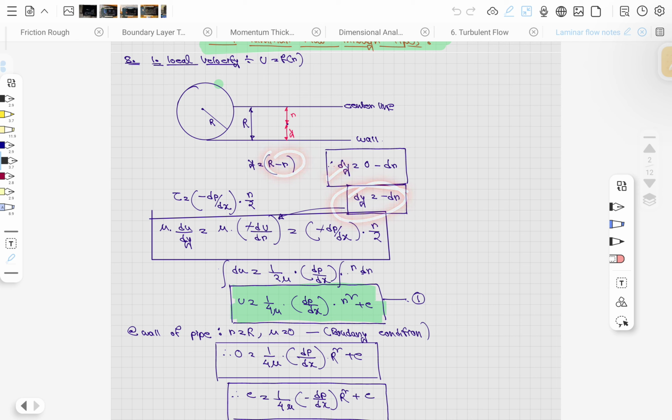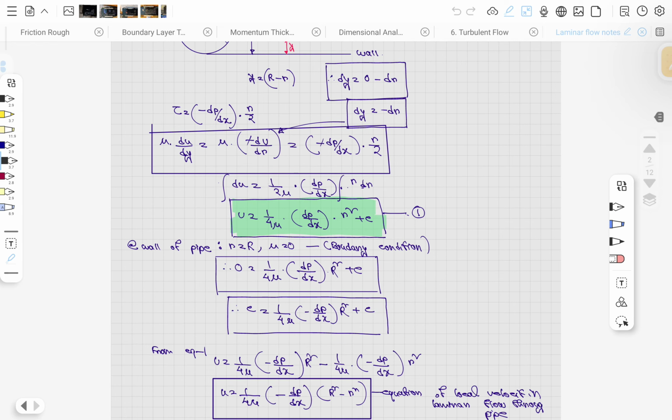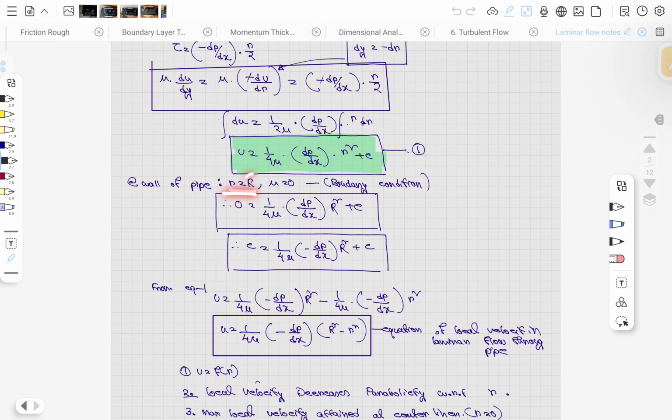Now tau equals dp by dx into r by 2, that is the simple formula that we derived previously, in the earlier chapter. Mu into du by dy, mu into minus du by dr equals minus dp by dx into r by 2. Then, differentiating and integrating everything, the main formula, just keep this in mind: u equals 1 by 4 mu dp by dx cross r square plus c, where c is a constant. Now for r equal to R, that is the total radius, u equals 0. So in that case, c equals 1 by 4 mu dp by dx cross R square.